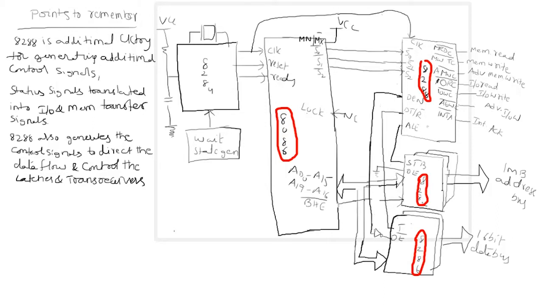In addition to that, to send the address signals via the latches and the data via the transceivers, we connect the DEN and DT/R bar and ALE to the STB of the 8288, as well as DEN and DT/R to the 8286. So the internal connections look like this. This is the basic circuit introduction regarding the maximum mode operation.